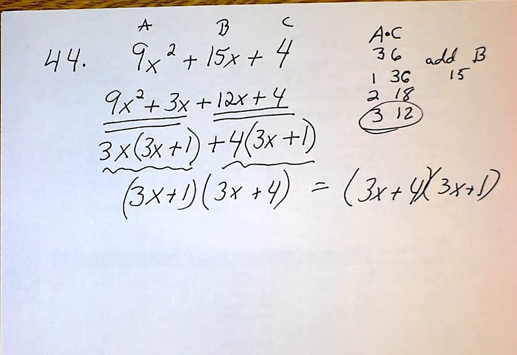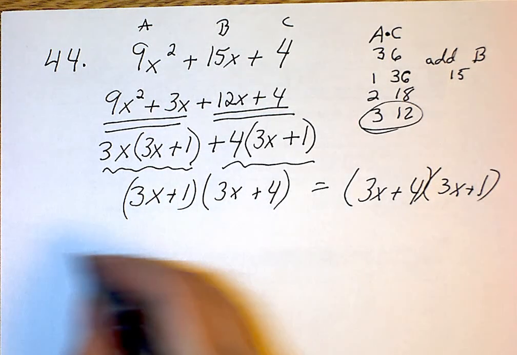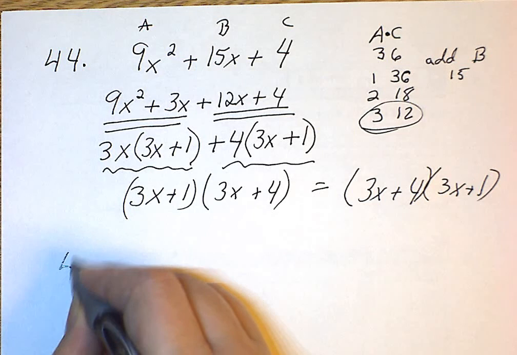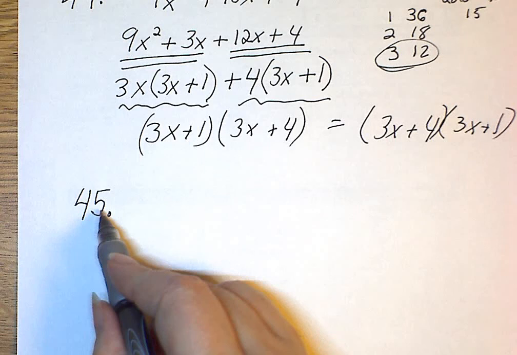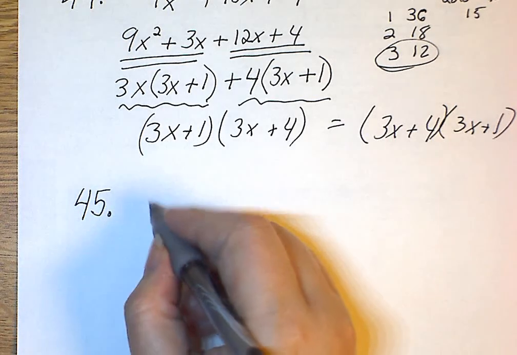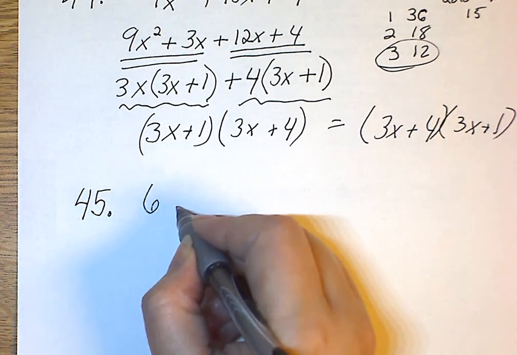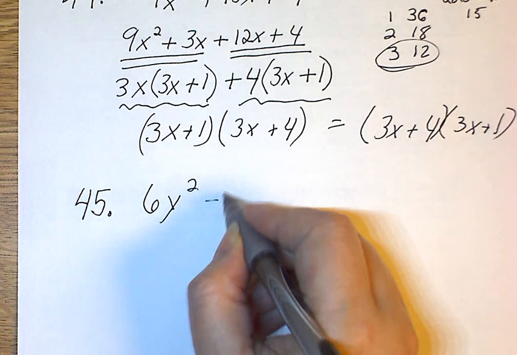Alright, I want to do one more because it's with negatives, but I want to do the last one with you, and then you're going to try some on your own. Number 45, which is 6y squared minus y minus 2.